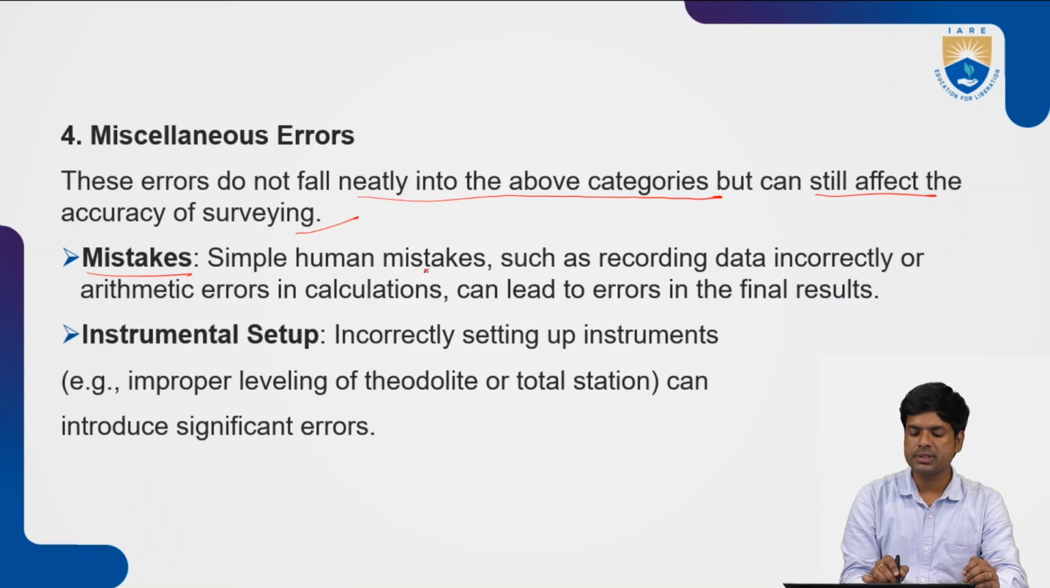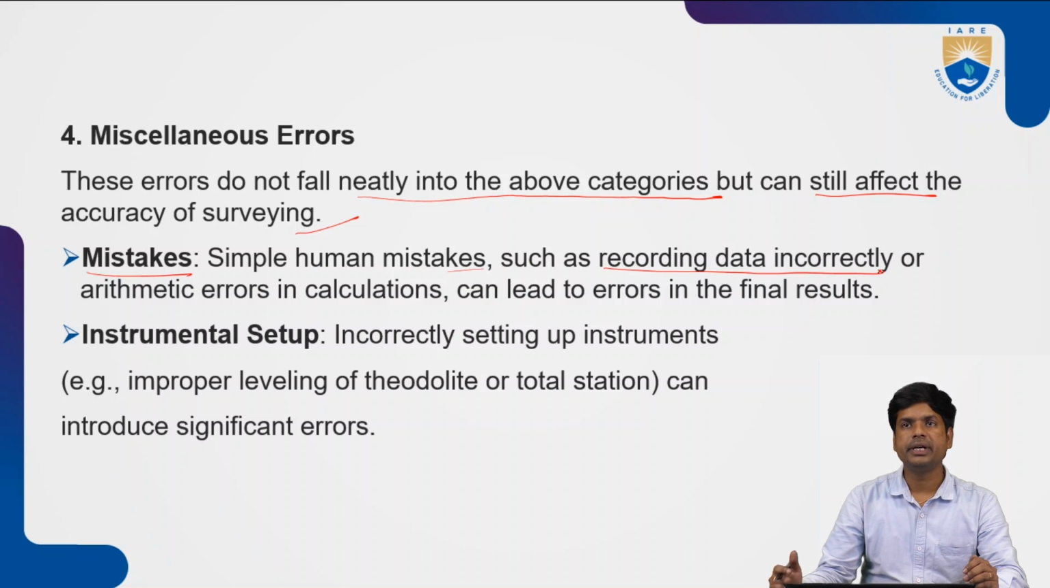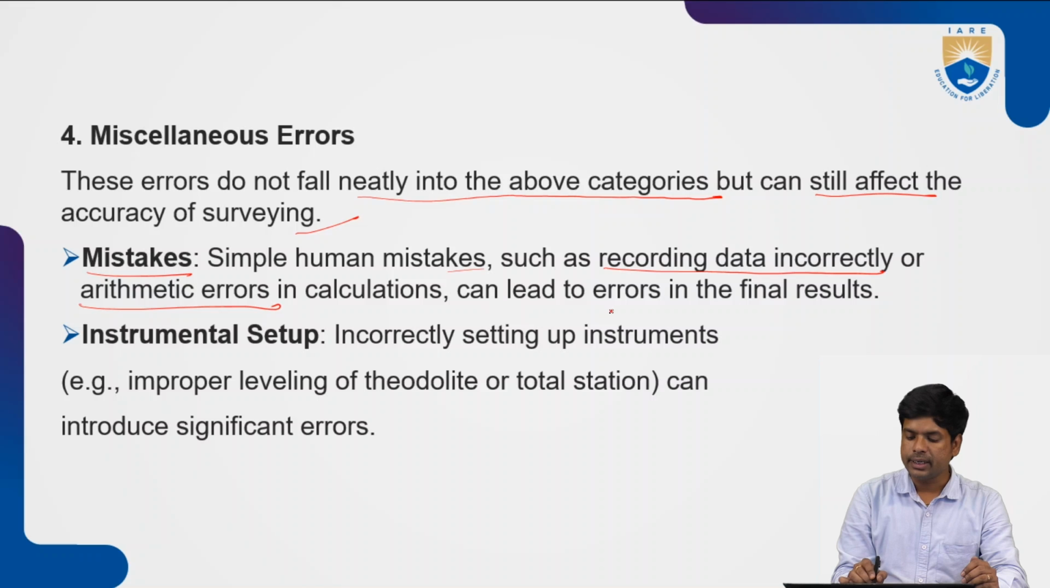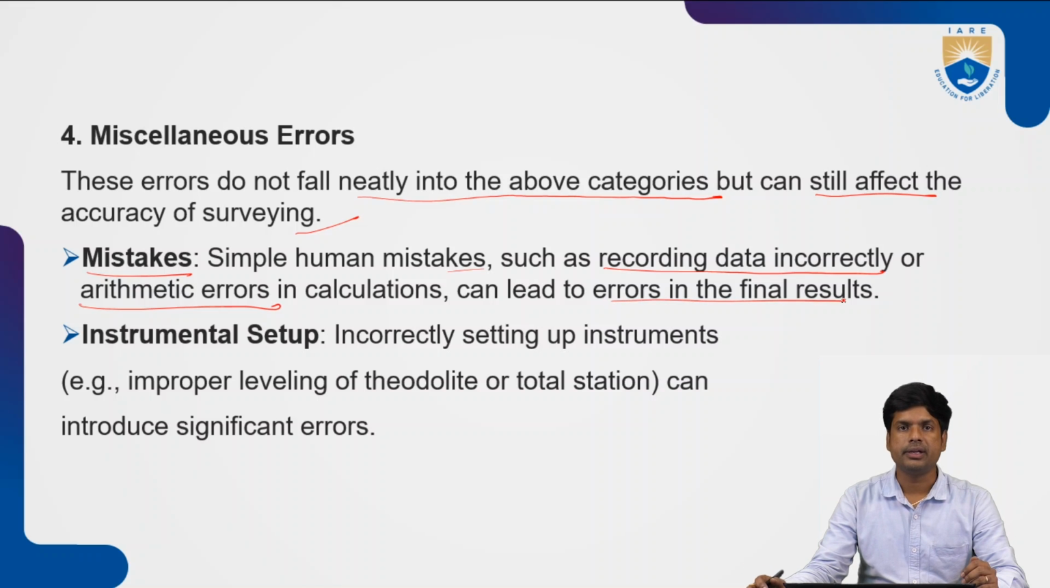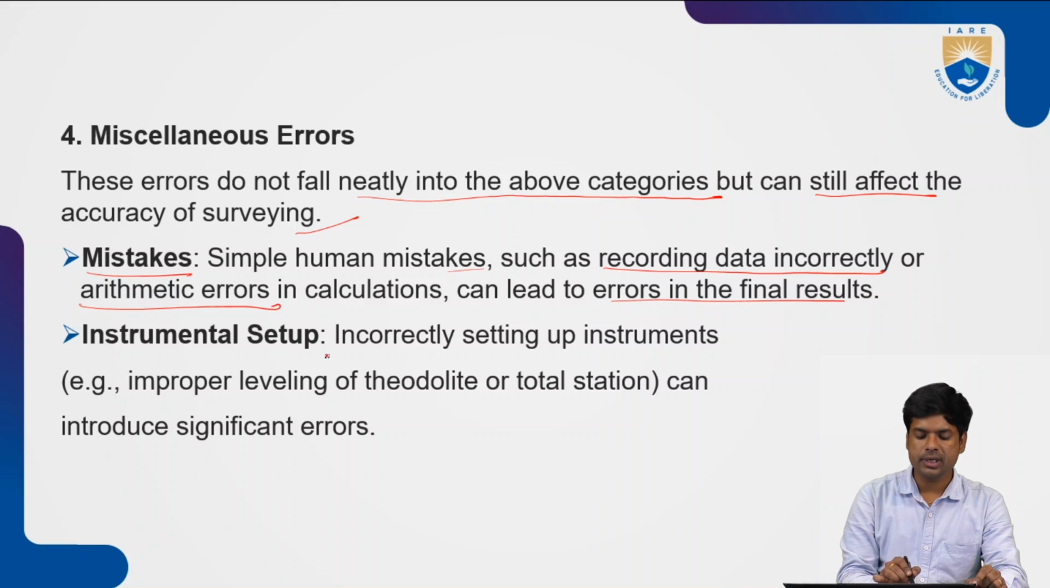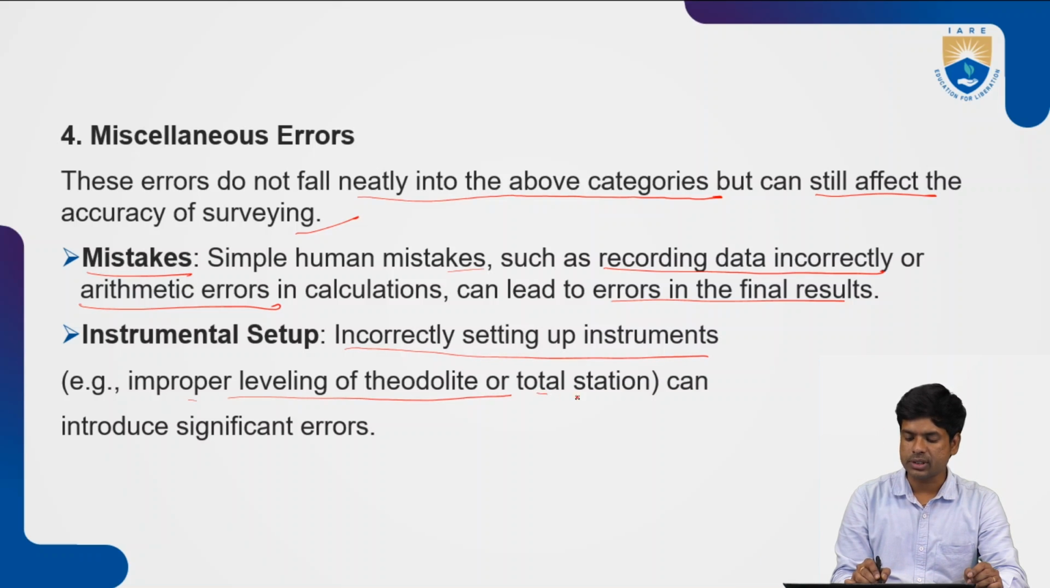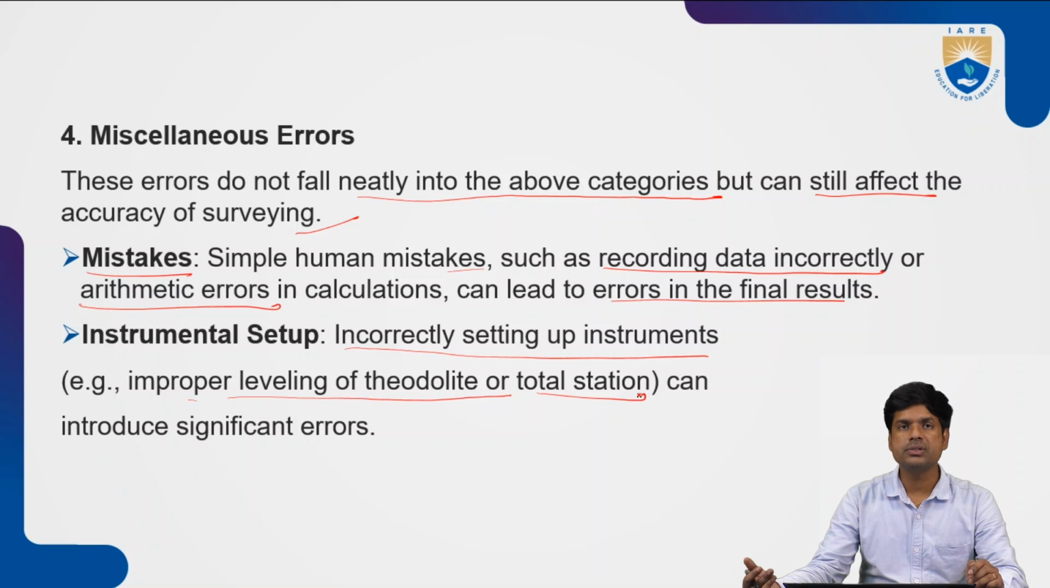So simple human mistakes such as recording data incorrectly, if the data is not read properly, and arithmetic errors, calculations can lead to errors in the final results. And next one, instrumental setup, incorrectly setting up the instruments. For example, if you take improper leveling of theodolite or total station, that is going to introduce some sort of errors, which can lead to the wrong results in the surveying.